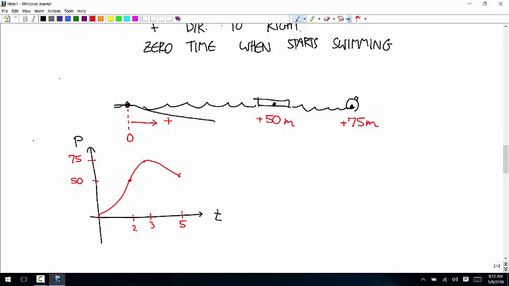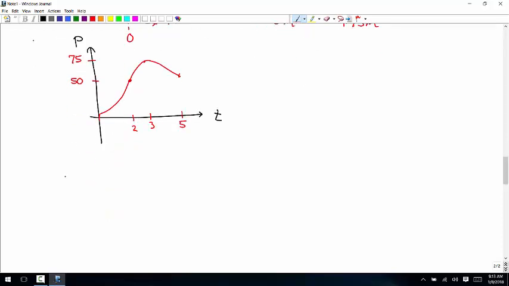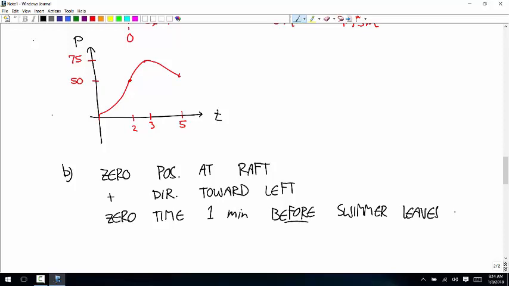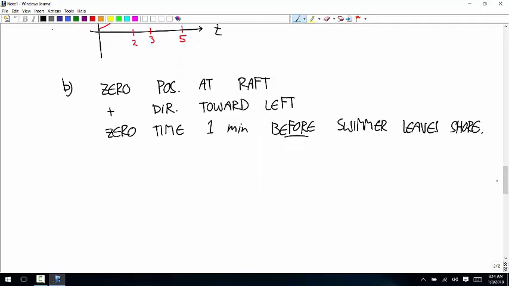Okay, so let's try the same idea, but this time we'll have the 0 position at the raft, the positive direction toward the shore, toward the left, and the 0 time 1 minute before the swimmer leaves the shore. And we want to draw a position versus time graph.